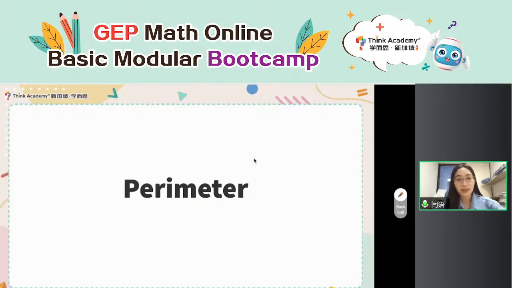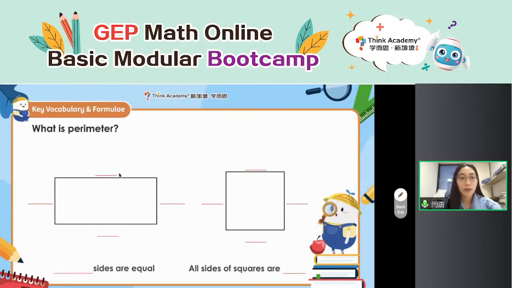Now let's have a look. We start from the concept. What is the meaning of perimeter? We also learned that before. Basically, you need to know how to calculate the perimeter of a rectangle and a square.